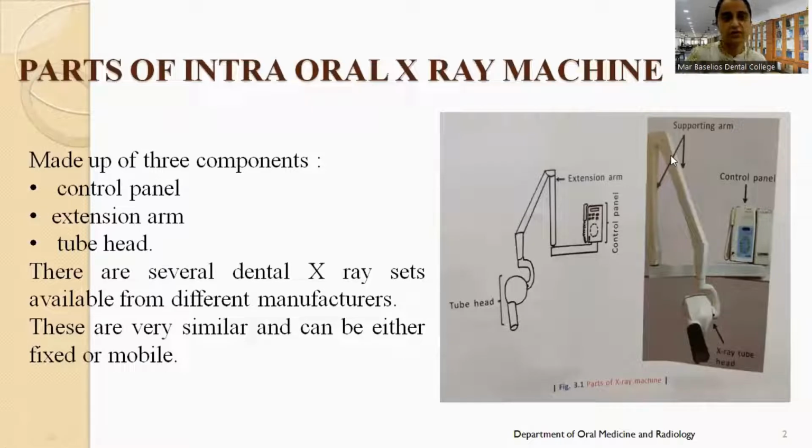First of all, it is made up of three components, that is the control panel, the extension arm and the tube head. This is the control panel, wherein you have the switches for the adjustment of the exposure parameters and switching on the X-ray machine, etc. Then you have the extension arm, which connects the control panel with the X-ray tube head, and then you have the tube head. There are several dental X-ray sets available from different manufacturers. They are more or less similar.